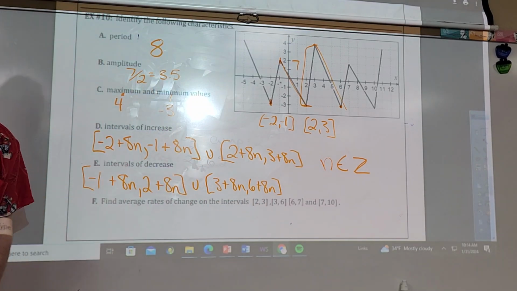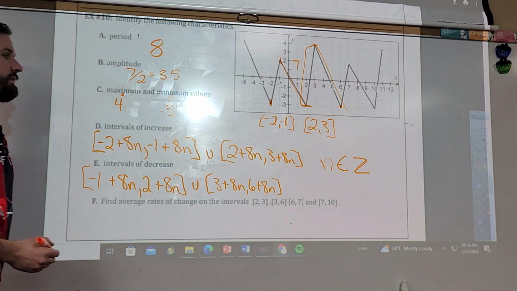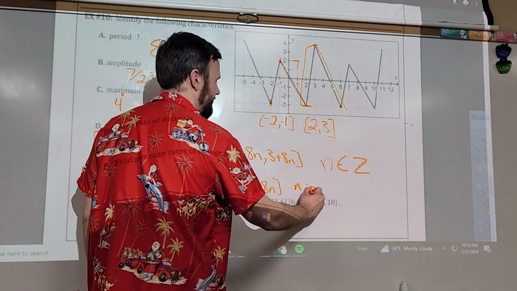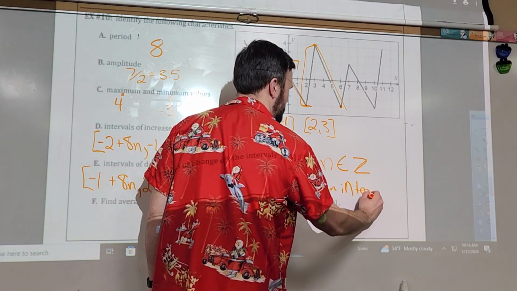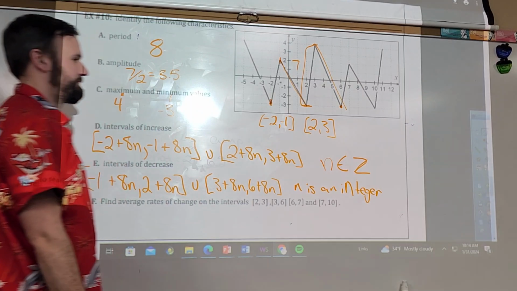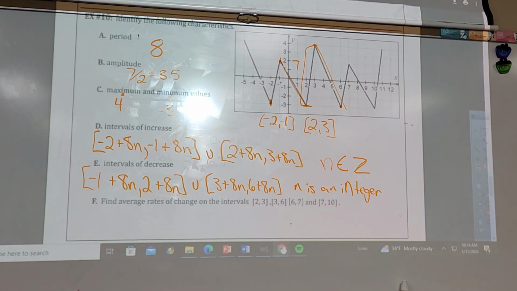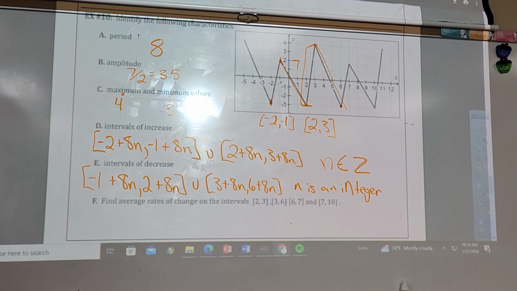Now, could I have picked a different interval and done that? Yeah, it doesn't matter because n is an integer. I could do that too. Oi caramba! Ooh. Do you guys know how to find?